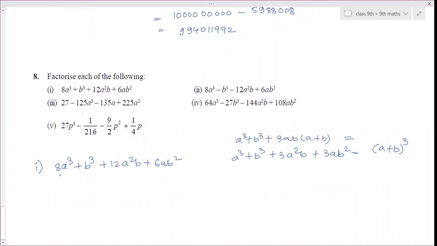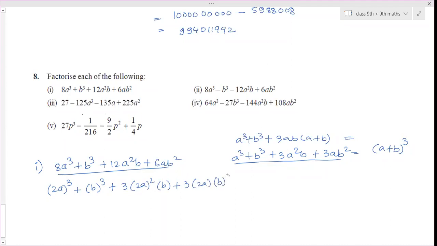So first you have to convert this equation in this form. Which is a and which is b, that you have to calculate first. This is 2a whole cube. 2's cube is 8, so it is 2a whole cube. This is b whole cube plus 3 into 2a square into b plus 3 into 2a into b square. So this is the form. 12 means 2 square is 4, 4 3s are 12, 12a square b, and this is 3 into 2a into b square, that means 6ab square. So now this is the expansion of a plus b whole cube.